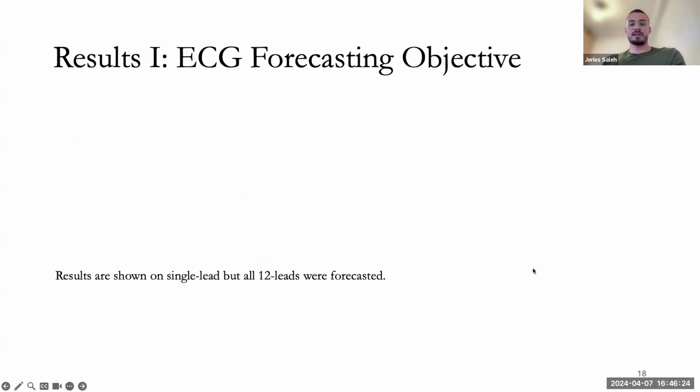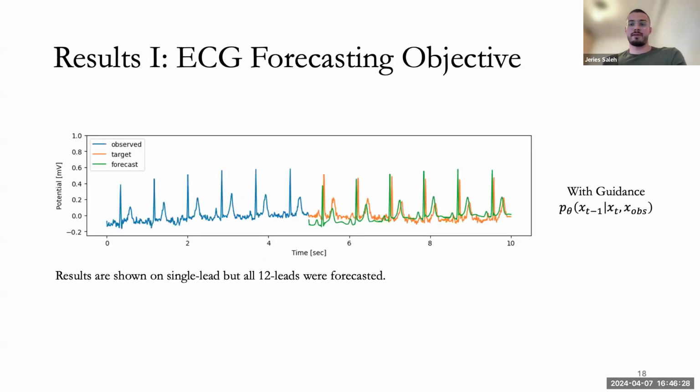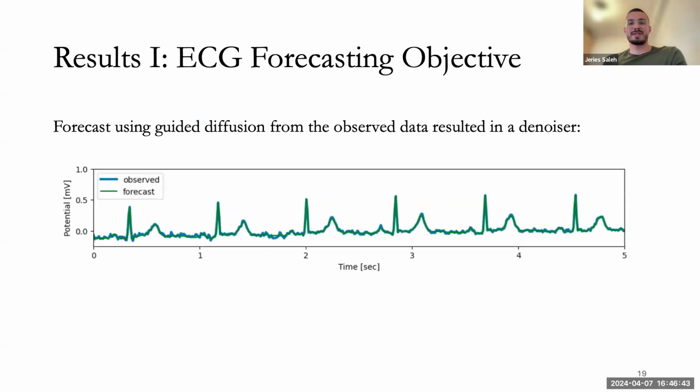So for the results, using guidance, the forecast, which is this data in green, you can notice that it's really close to the observed data. And this is one of the concerns of this method, because what it really was, was a denoised version of the observed data.